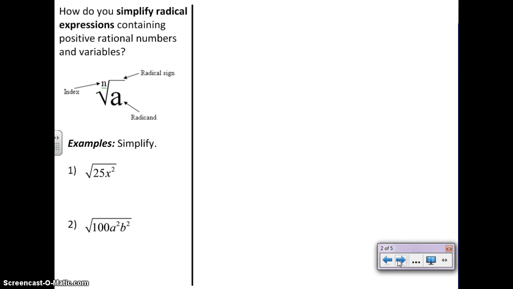When you see this symbol, it looks kind of like a division line, but with the extra little marking there, that is a radical. Usually we look at square roots. This is the radical sign. The index just means what root you're taking. So if it's a square root, usually it means a 2.